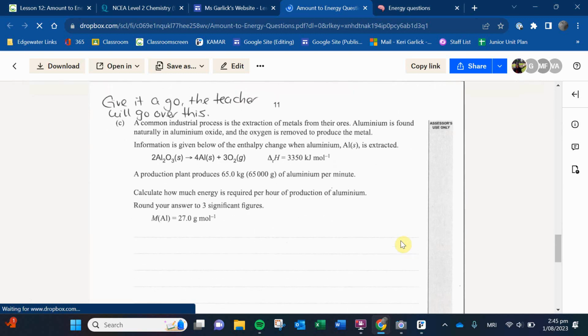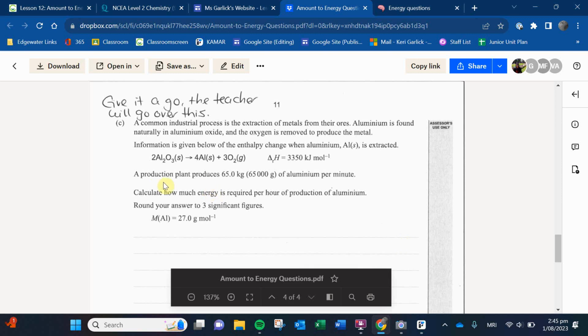Anyway, this question is an example of some wonky stuff they like to do to add an extra layer of complexity that isn't really necessary. On top of that, they don't usually add that in as a distinguishing factor between merit and excellence, which also annoys me. Anyway, we are talking about the production of aluminium.